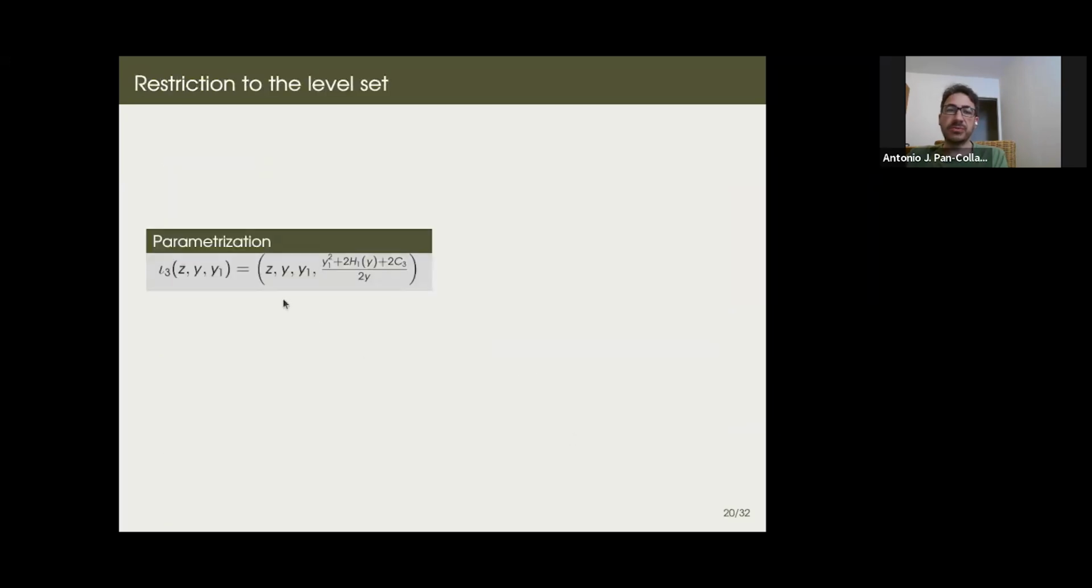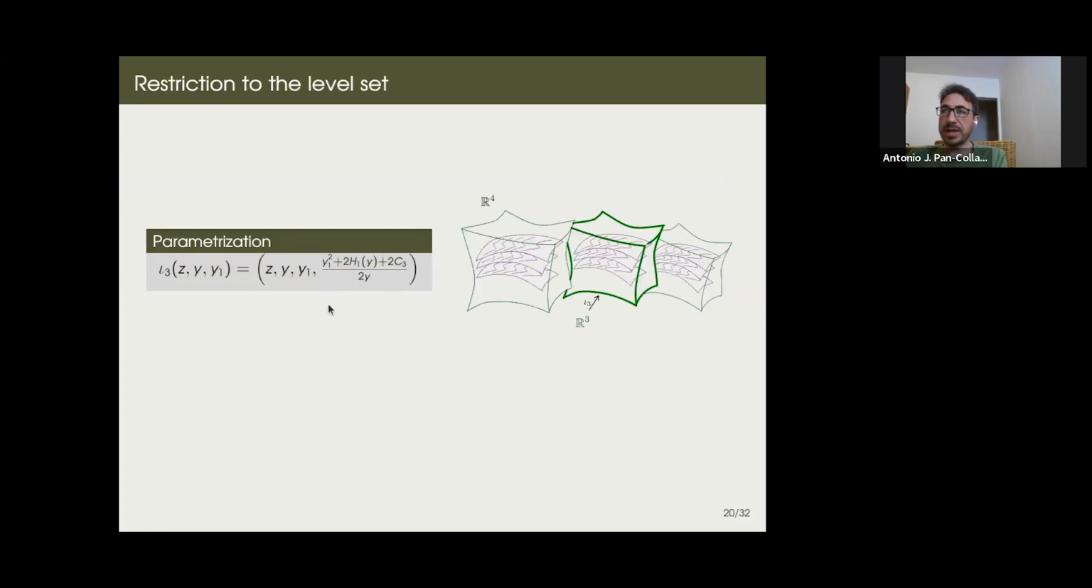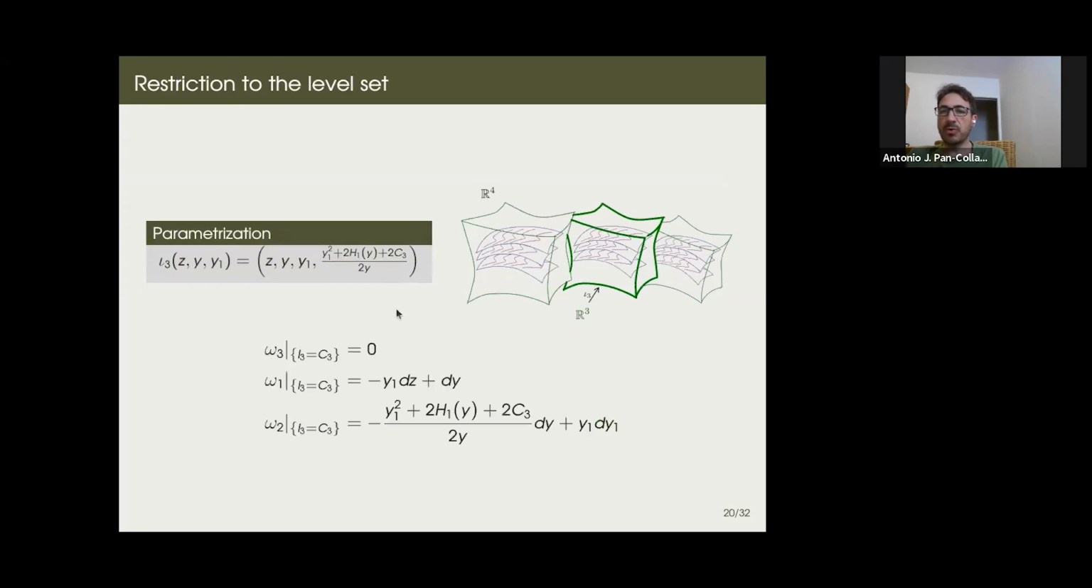We find a parametrization of this level set, which is a 3-dimensional manifold, depending on Z, Y, and Y1. Recall that at this point we can imagine something like this. And now we restrict the 3 one-forms to this level set, the level set marked here. Of course, the restriction of omega 3 is 0 by definition of integral manifold, and we are left with only 2 one-forms, omega 1 and omega 2.